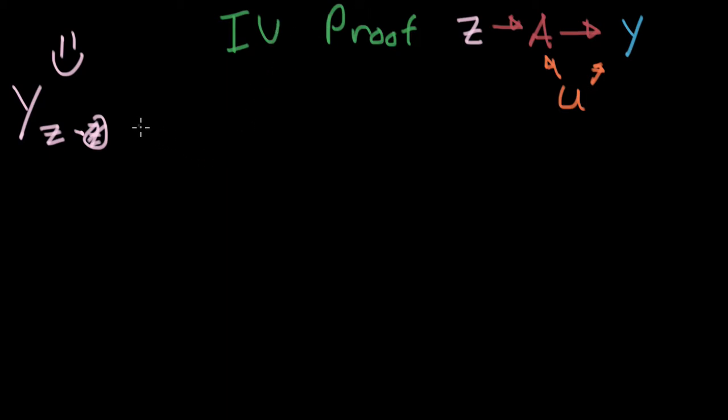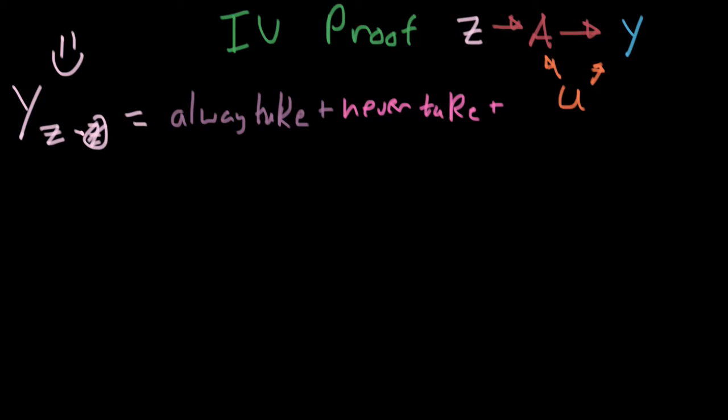So we know this quantity is composed of a couple of things. It is composed of the causal effect from the always takers, the causal effect from the never takers, the causal effect from the compliers, and the causal effect of the defiers. So it is a weighted average of the always takers, the never takers, the compliers, and the defiers.